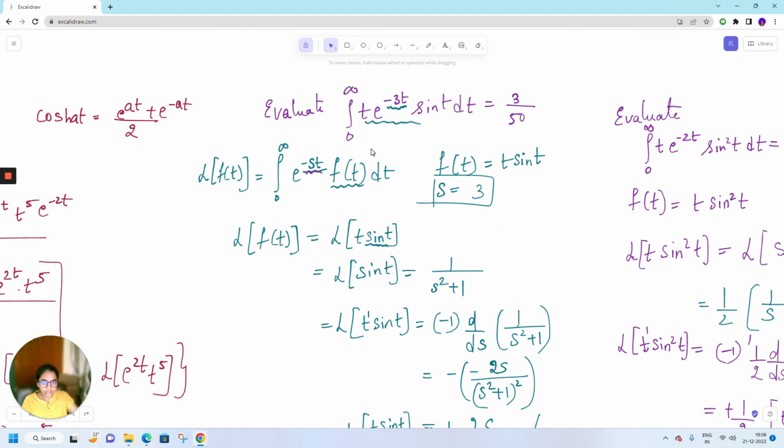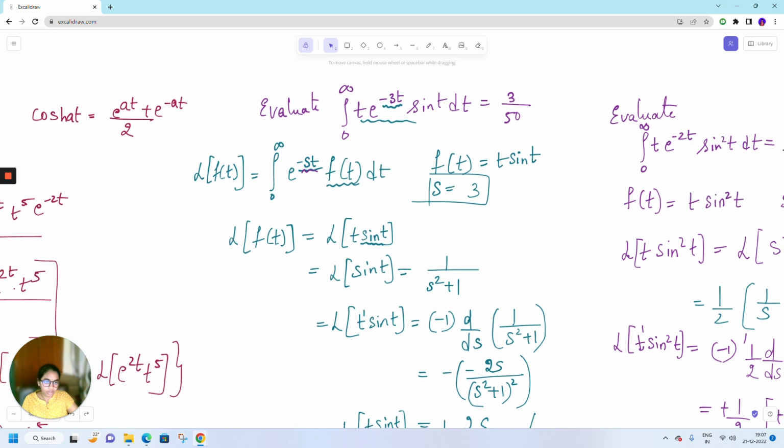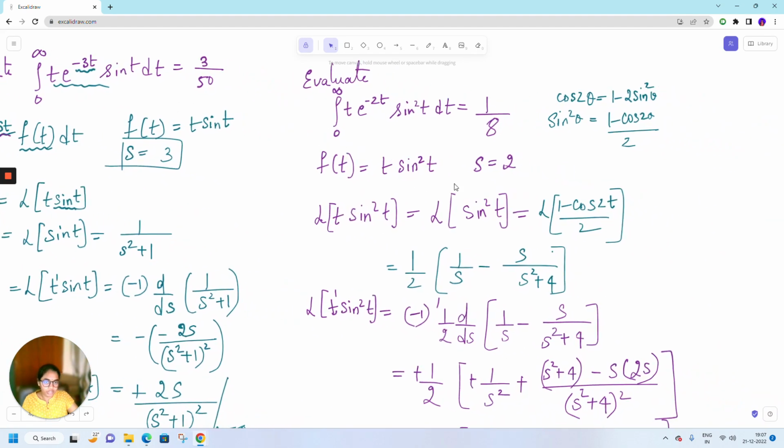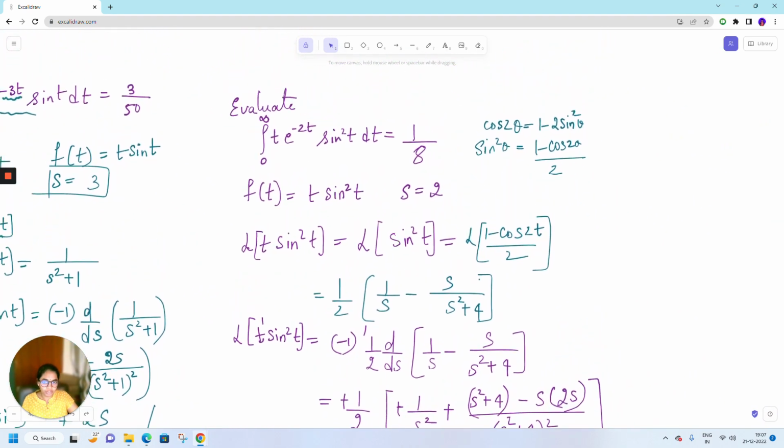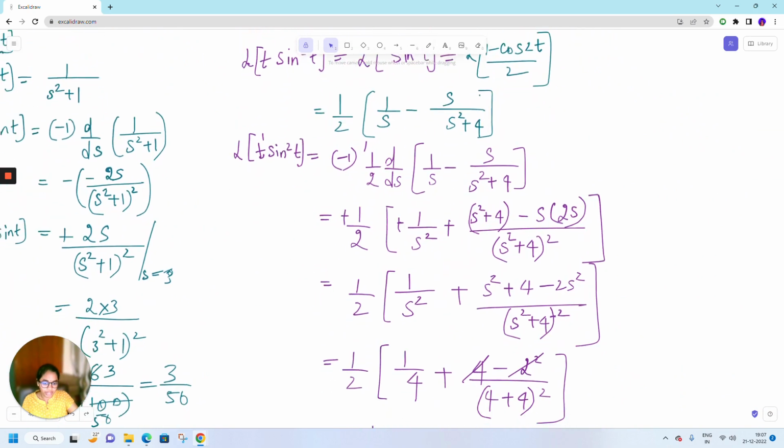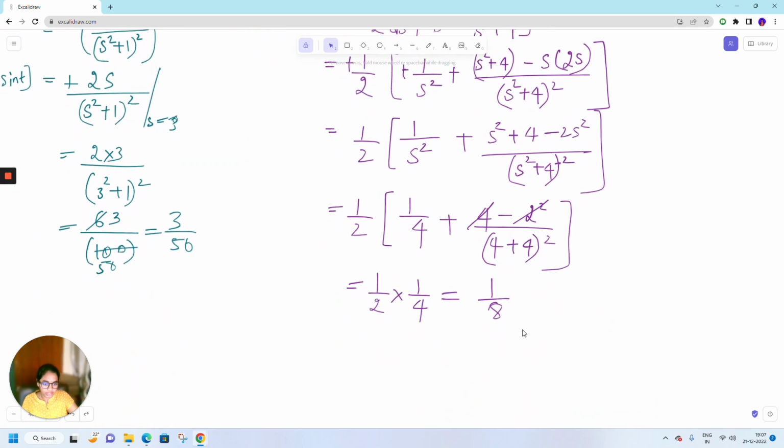Yes, I wrote the definition of Laplace transform. I compared it with the given question. I identified what was f of t. Yes, I found the Laplace of f of t, and wherever I had s, I replaced it with t. And that is how I solved even the second question of this type. And I arrived at the RHS, that is 1 by 8, and here I got 3 by 50.